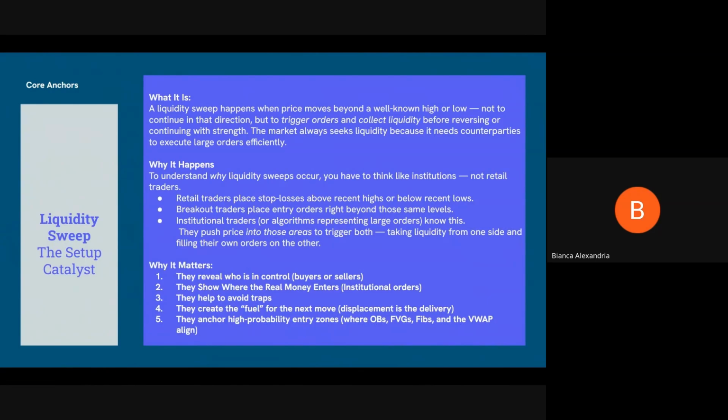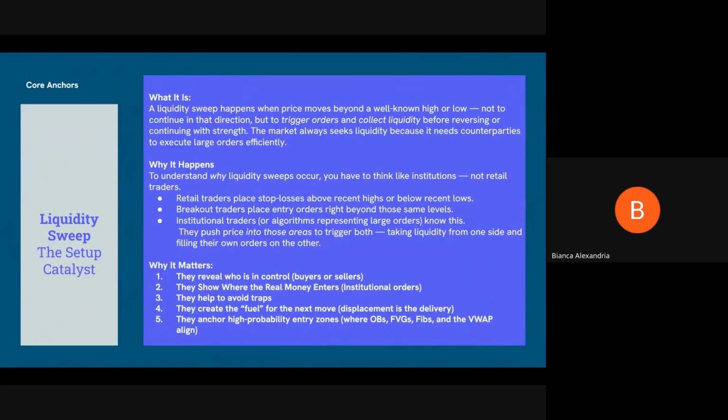Did the buyers get trapped? Did the sellers get trapped? If we're looking for buys, we want to make sure that sellers got trapped. If we're looking for sells, we want to make sure that buyers got trapped. That is where our opportunity rests. These liquidity sweeps push price into those areas to trigger both.